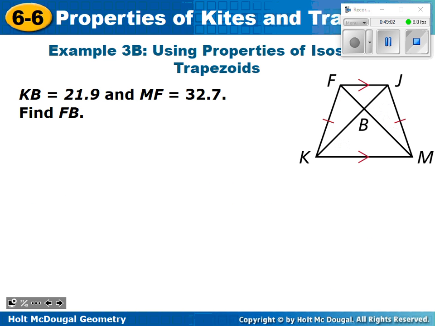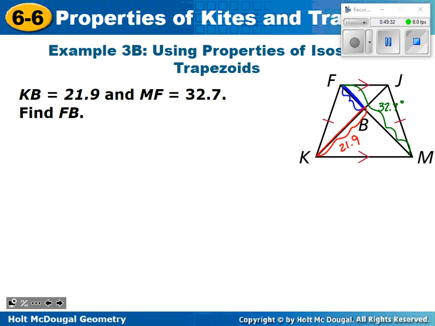All right, this one, what shape do we have based off the markings? Okay, again, isosceles trapezoid. This time they want us to find the length from F to B, which is just this little piece right here. They tell us that KB, this longer piece of the other diagonal, is 21.9. And they tell us that M to F, which is the whole other diagonal, is 32.7.